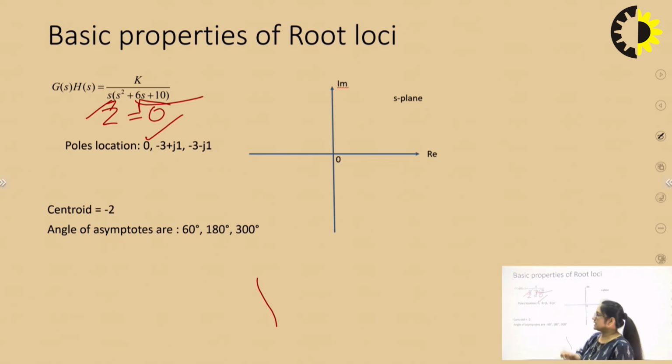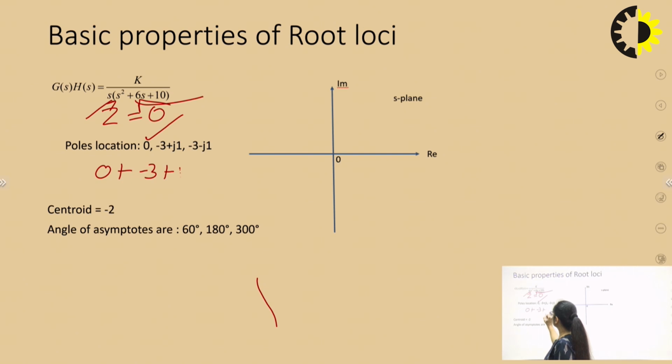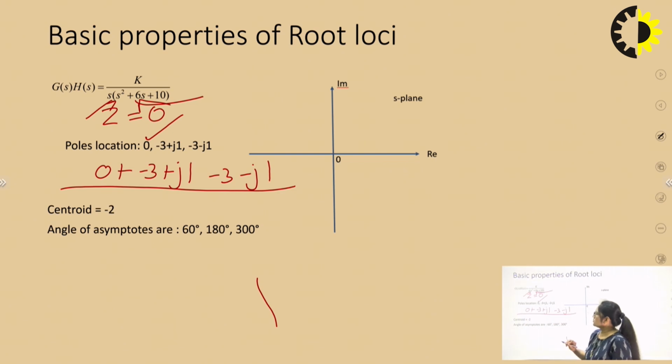As we said, the root locus is symmetrical about the real axis. So what would be the centroid? Centroid is the sum of poles minus the sum of zeros. The sum of poles is 0 plus (minus 3 plus j1) plus (minus 3 minus j1), upon P minus Z. So what is P? P is 3 and Z is 0, that is, 3 minus 0.